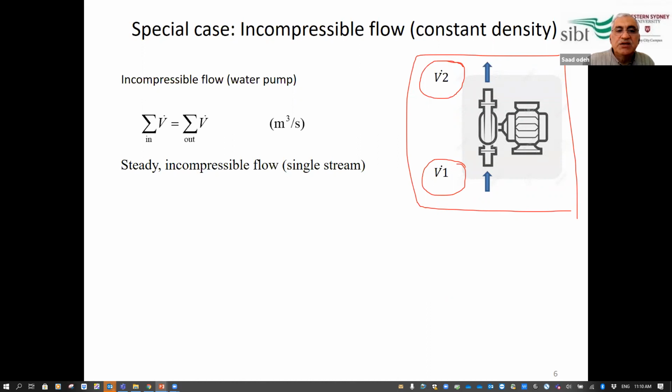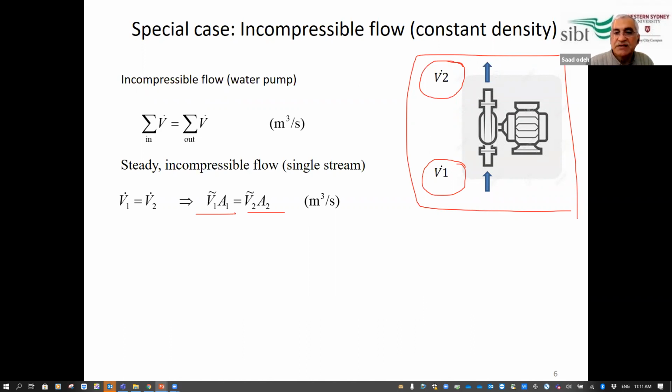So we call this steady incompressible flow as a single stream. And we can put it in terms of the definition of V dot. So V dot, we said before, is average velocity multiplied by area, and it should equal the average velocity at the exit multiplied by the area at the exit. All right, so not necessarily is the inlet area equal to the exit area.